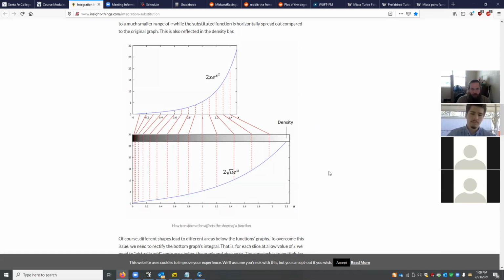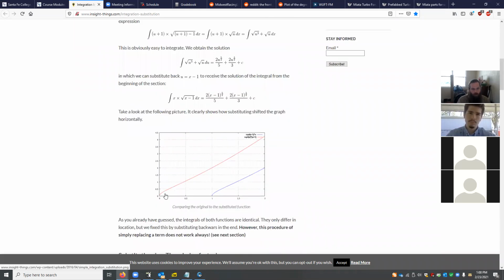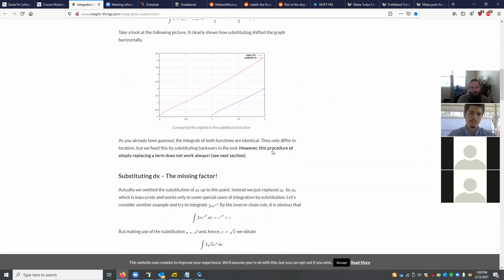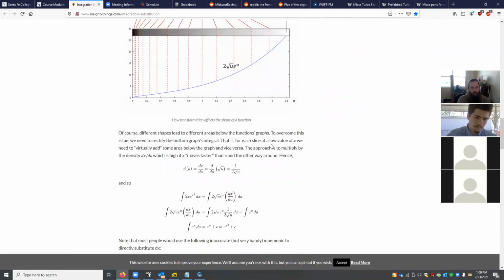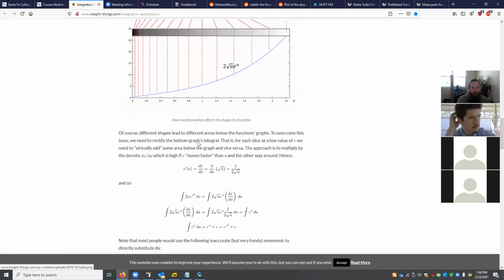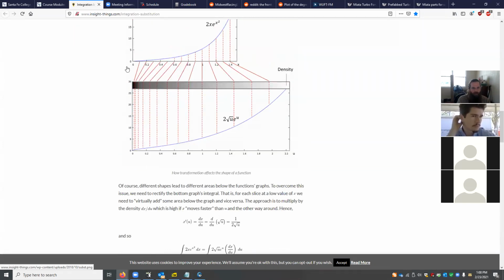Remember when we talked about why we have to change bounds? The area under the red curve here from 0 to 0.5 is the same as the area under the blue curve here from 1 to 1.5. That's just a shift, because the substitution made here is just u equals x minus 1, which drags everything to the right by 1 unit. But if you make a substitution like u equals 1 over x, or z equals 1 over x, that substitution does something funny with the x-axis. It stretches it out in some parts and compresses it in others.